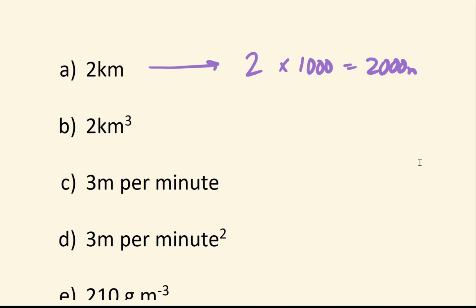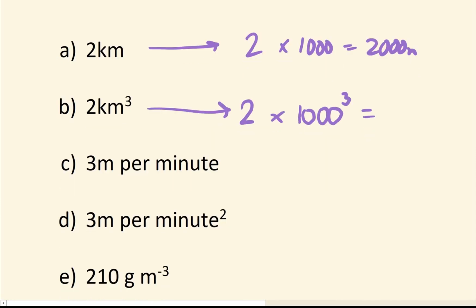Next we've got 2 kilometers cubed. You do roughly the same thing, however because it's kilometers cubed, you'd have to times it by 1,000 3 times. So you times by 1,000 cubed. That will give you 2 billion, which I won't write down.